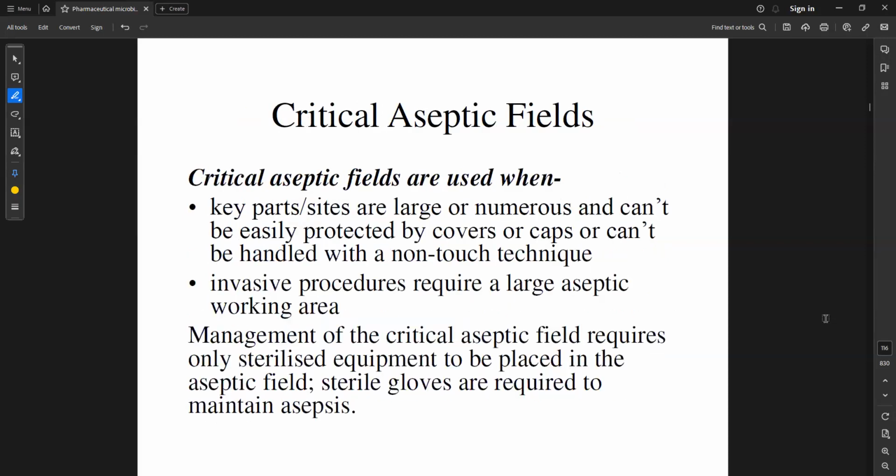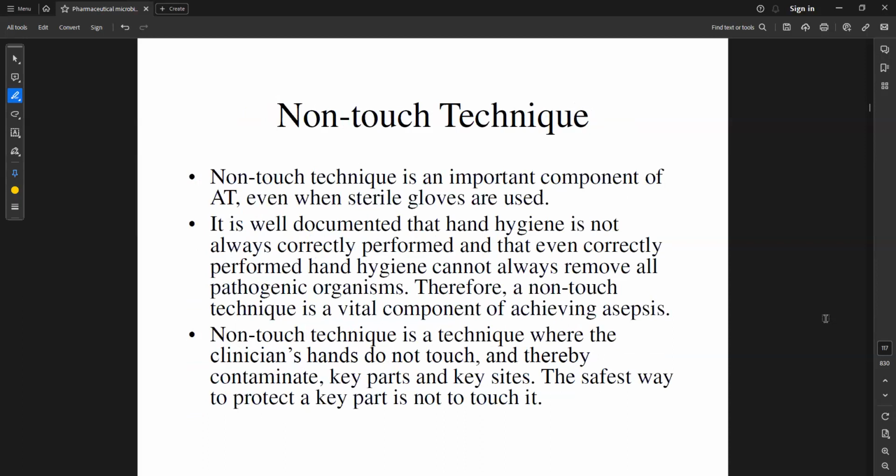So we can briefly go through the non-touch technique. It's an important component of aseptic technique even when sterile gloves are used. It is well documented that hand hygiene is not always correctly performed, and that even correctly performed hand hygiene cannot always remove all pathogenic organisms. Therefore, a non-touch technique is a vital component of achieving asepsis.